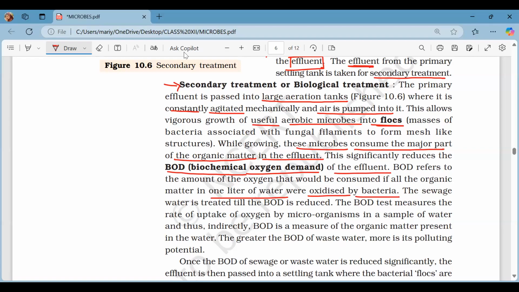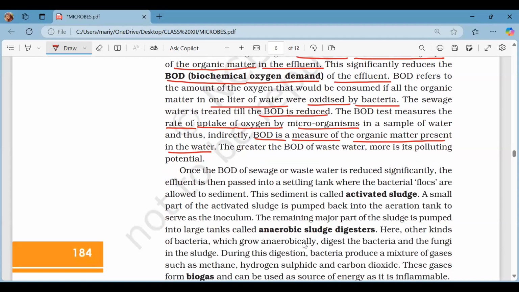So the sewage treatment is done till the BOD is reduced. If the BOD is less, then that means pollution is less. The BOD test measures the rate of uptake of oxygen by microorganisms, meaning if more organic matter is there, then obviously the BOD will be high, because microorganisms can utilize this organic matter. And when the BOD becomes low, then there is no more organic matter left. So BOD is a measure of the organic matter present in the water. If the BOD is high, it is more polluting. If it is low, it is less polluting.